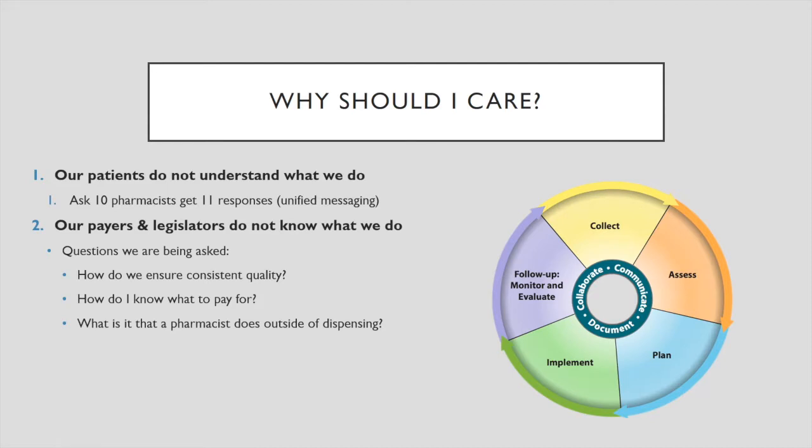Number two, our payers and legislators do not understand what we do. Questions currently being asked include, how do we ensure consistent quality across institutions and pharmacies? How do I know what I'm paying for as a payer or a health insurer? And what is it that a pharmacist does outside of dispensing? Again, these are not theoretical questions. These are questions being asked of our national pharmacy associations, organizations, and other large national pharmacy groups as we continue to move towards provider status and advanced levels of care.